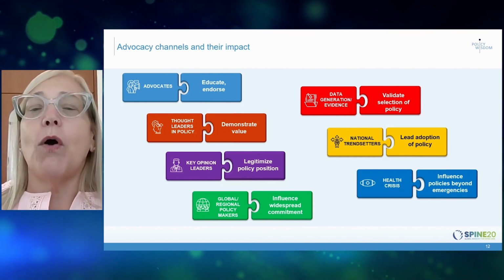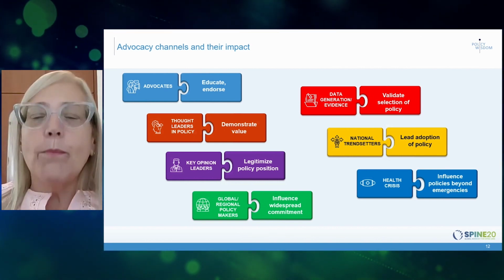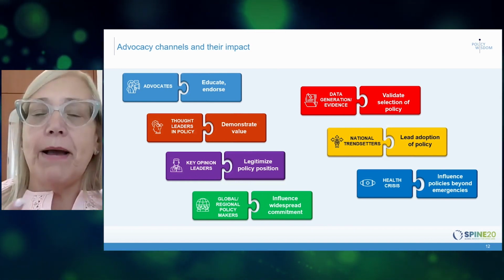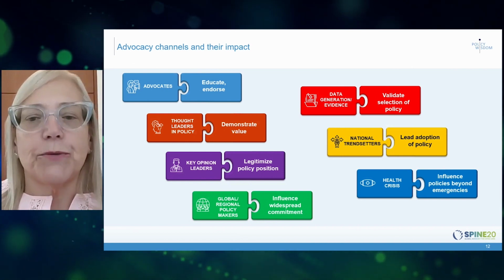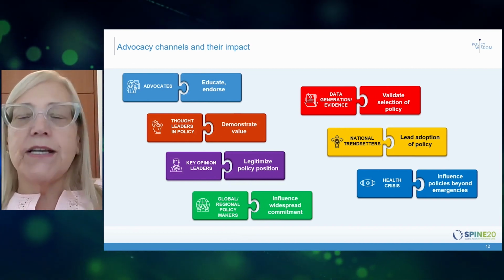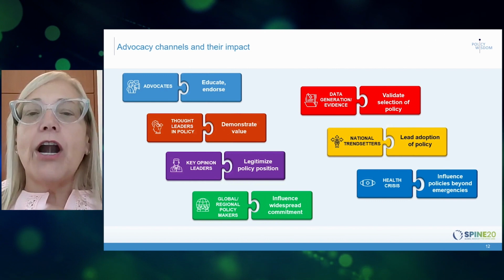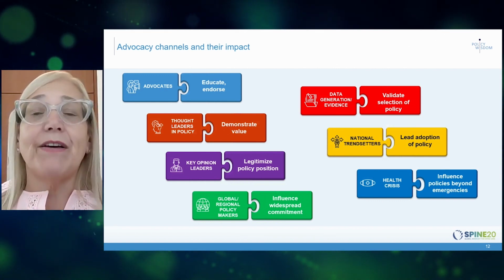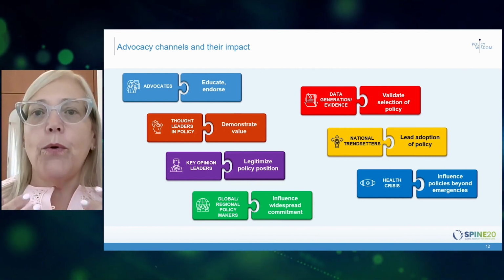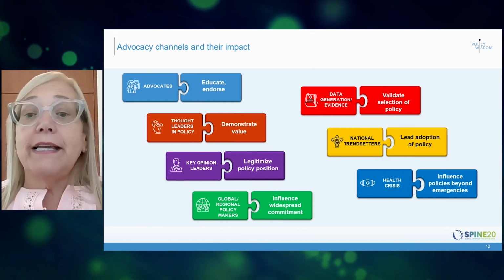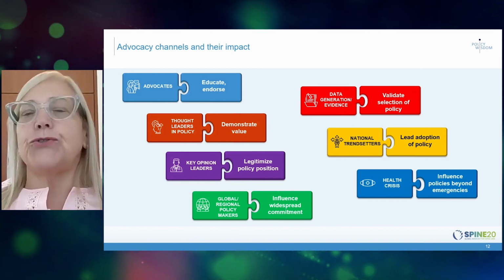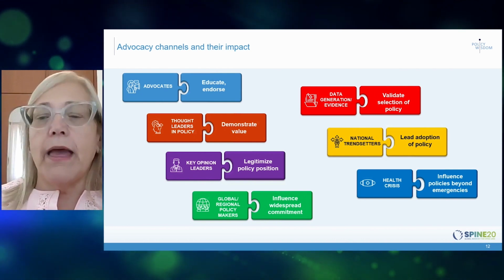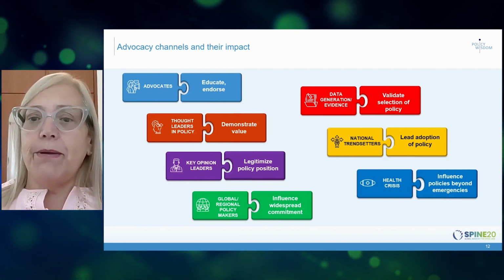You really have to have other strategies that help the data come to life, become real, and create an impact so the policymaker wants to engage. National trendsetters: countries that are leading on a given therapeutic area or issue, have adopted policies, and show that they're ahead of the curve. These countries become trendsetters to other countries in the same region or that they relate with. And this is another way of shaping advocacy.